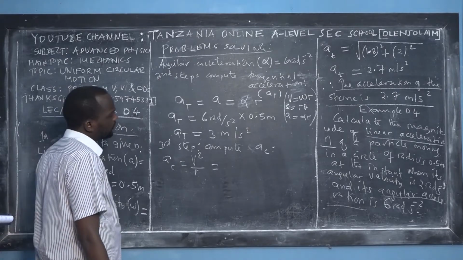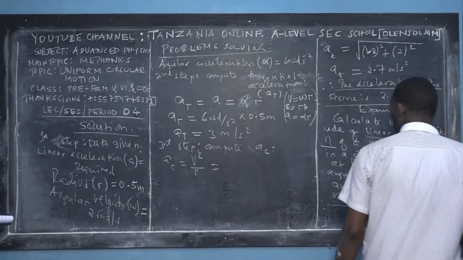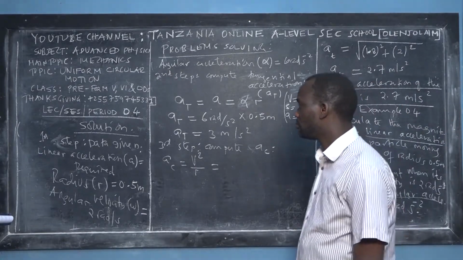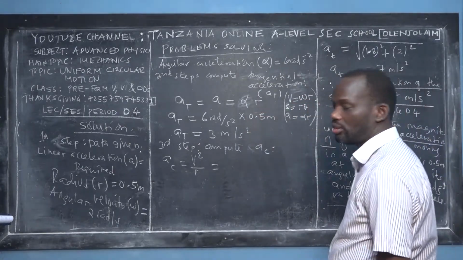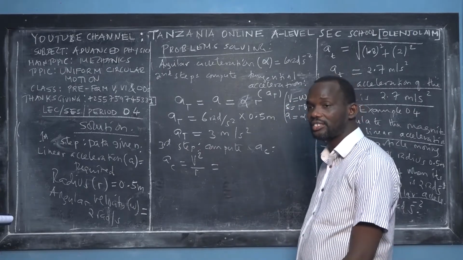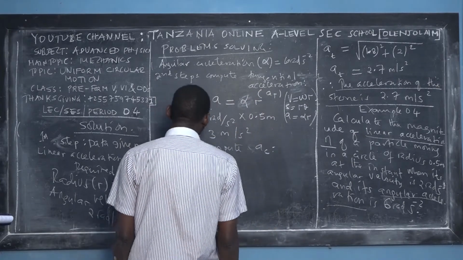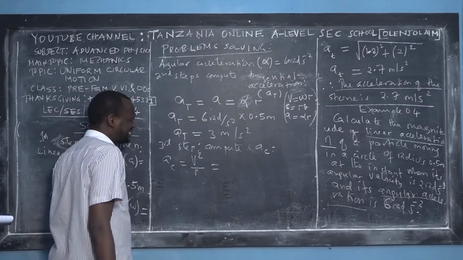Then we need the velocity or speed of the body. Do we have it? No, we don't. Do we have any speed at the beginning of the question? No. I told you there are several forms of the formula for centripetal acceleration, so this one is not suitable. You have to go to the other one. How do you get the other one? You just have to remember this.